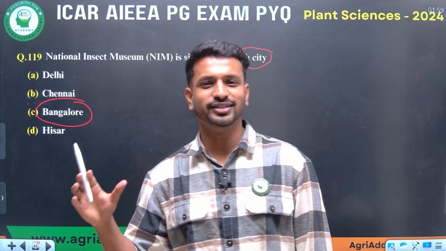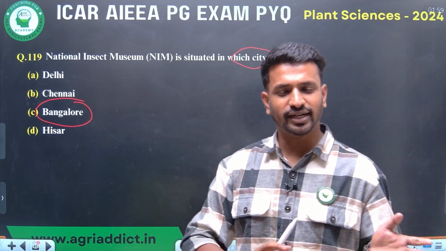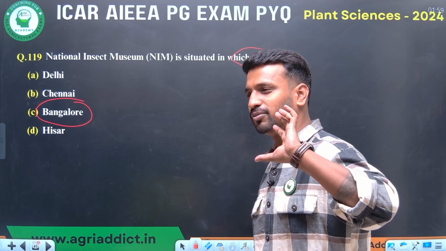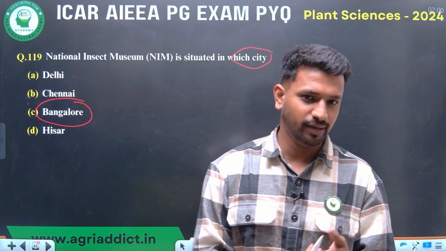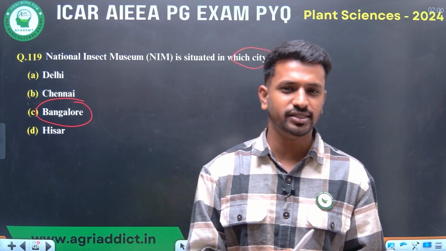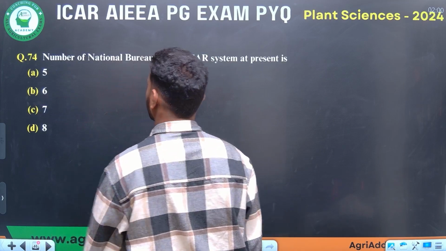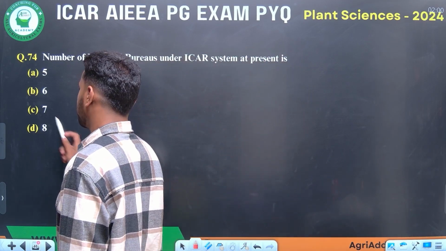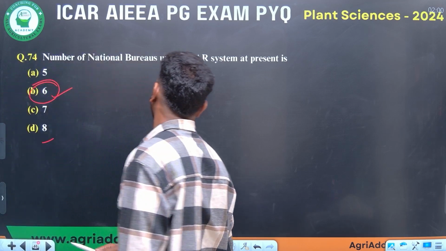There is no trick to remember this. You have to list all of the institutes of ICAR, all of the institutes which are related to agriculture, directly or indirectly, and try to revise it from time to time. Know its location, know its year, and for some of the important organizations like ICAR institutes, also know the chairman, DG. Those things are important. Okay, number of national bureaus under the ICAR system. How many national bureaus, how many deemed universities? These things become important. Try to remember it. Here it is 6. There are 6 national bureaus under the ICAR system at present.